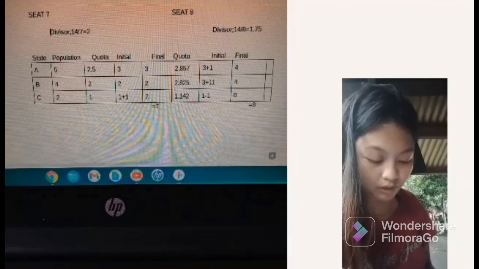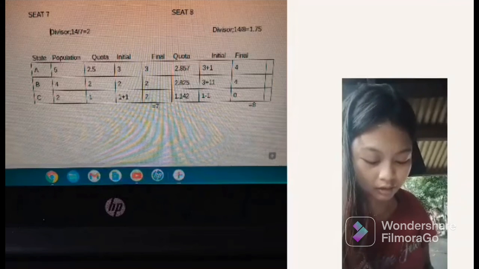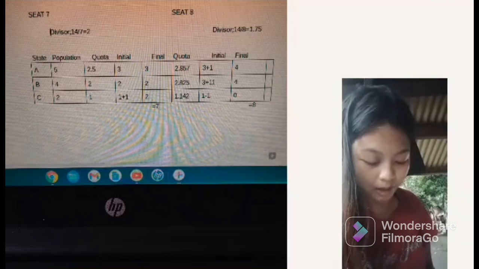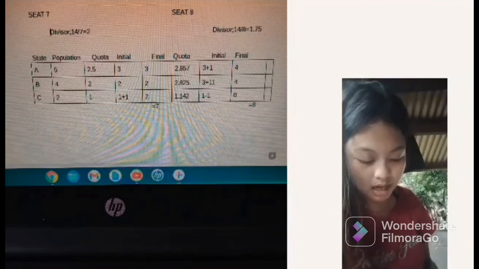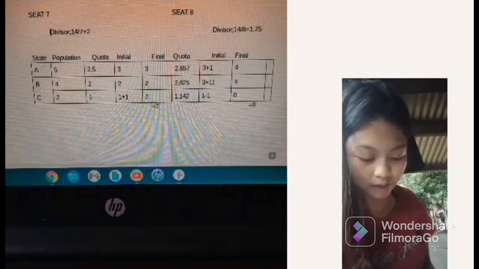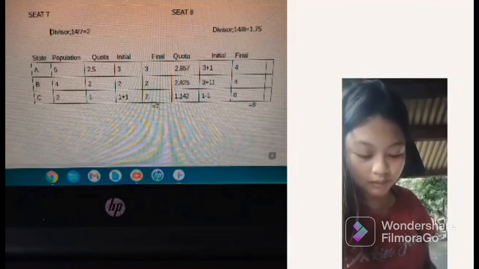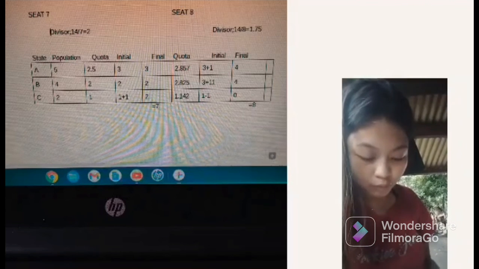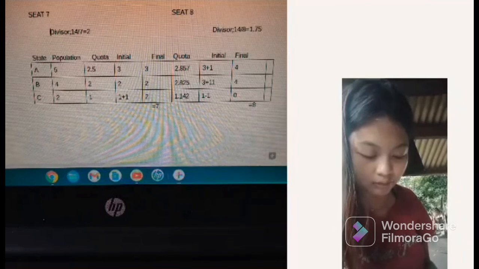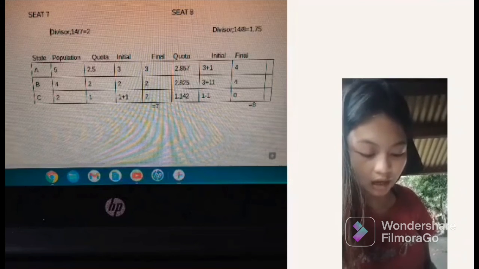The population will be divided by the divisor, and the fraction is 2.5. The same is done for states B and C. The quota of state A is 2.5, state B is 2, and the quota of state C is 1. Initially, I round off the 2.5 to 3 in state A, and I copy the numbers of states B and C.